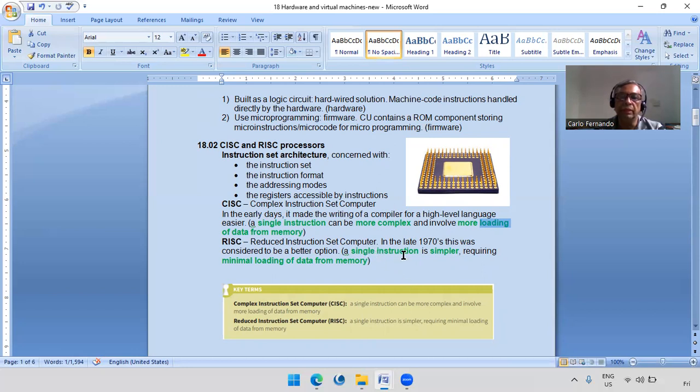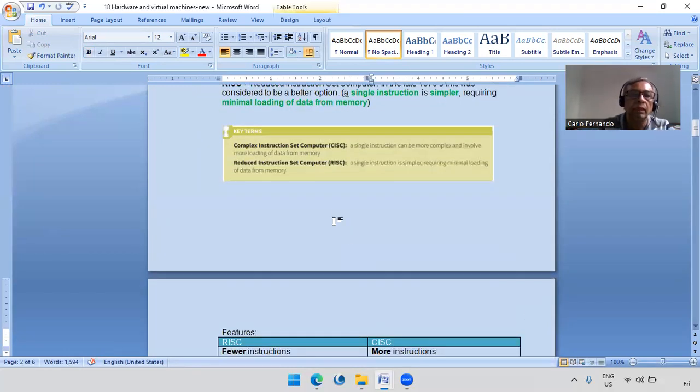And now compare. A single instruction is simpler. Here more complex. As the word says, complex instruction set computer is complex. And here it is simpler, requiring minimal loading of data from memory. So obviously it's better. Let's go through these definitions again. CISC: a single instruction can be more complex and involve more loading of data from memory. Whereas RISC: a single instruction is simpler, requiring minimal loading of data from memory.